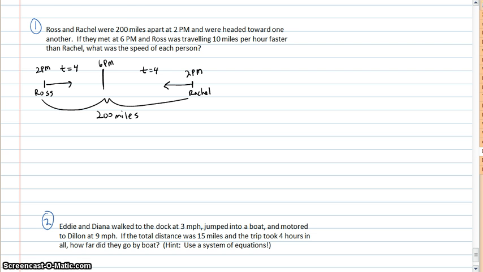Let's do some thinking over here. We know that Ross's rate is 10 miles per hour faster than Rachel, so 10 more than Rachel's rate. So let's use a variable. I'm going to call that R. So R is going to stand for Rachel's speed, or her rate. So Ross is then 10 plus R. I don't need another variable. I know that his is 10 plus R.